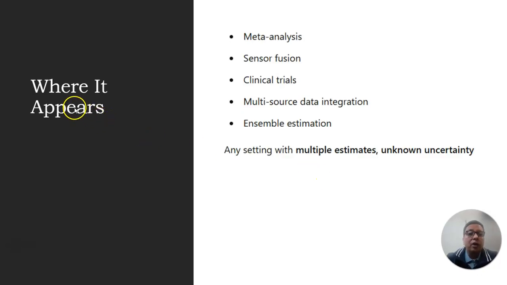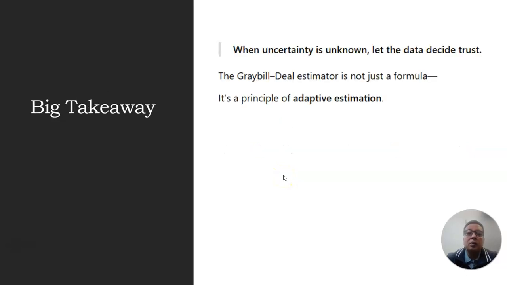Some fields where it is applied, where it appears: meta-analysis, sensor fusion, clinical trials, multi-source data integration, ensemble estimation. Any setting with multiple estimates, unknowns, uncertainty, we use the Graybill-Deal estimator or the Graybill-Deal concept. Big takeaway: when uncertainty is unknown, let the data decide trust. The Graybill-Deal estimator is not just a formula, it's a principle of adaptive estimation.